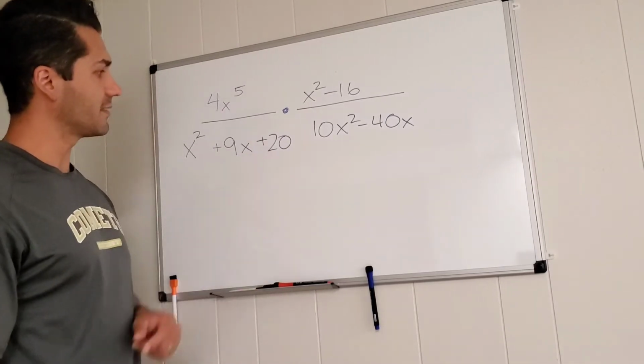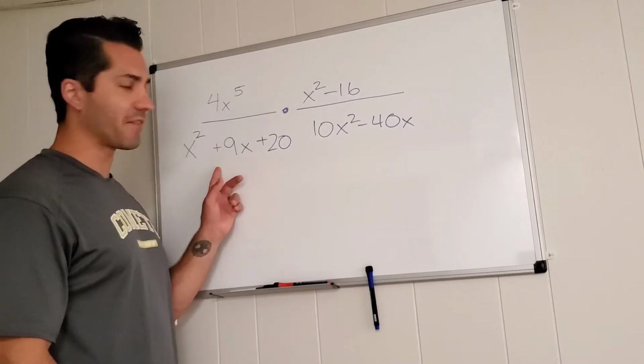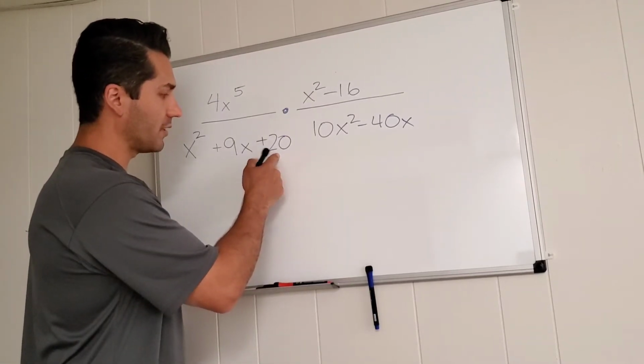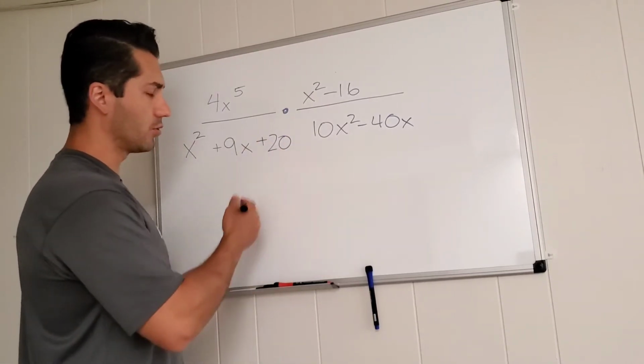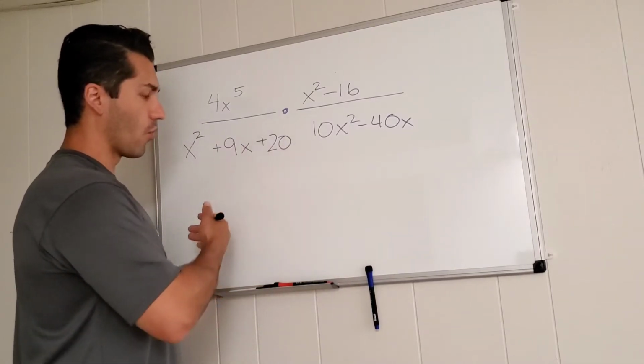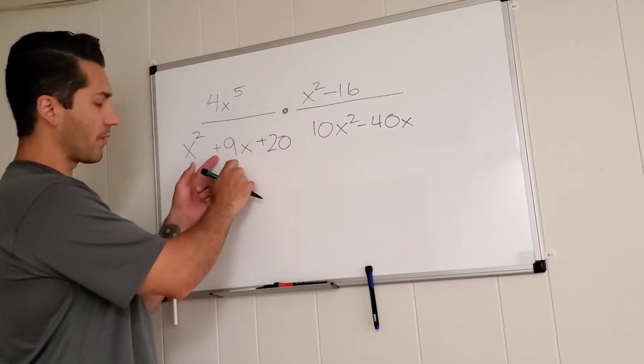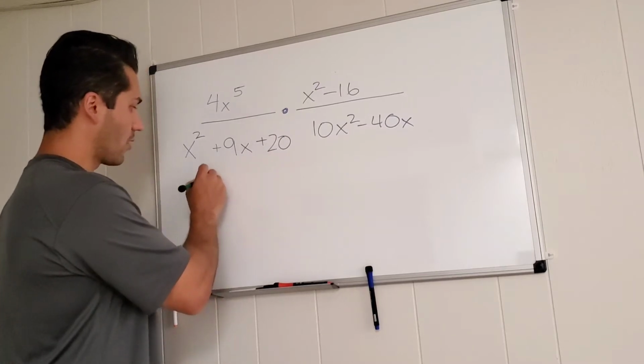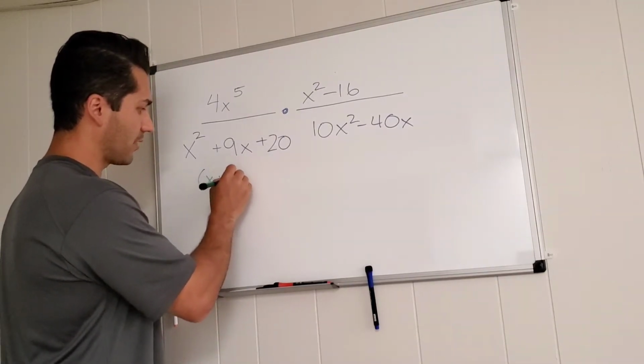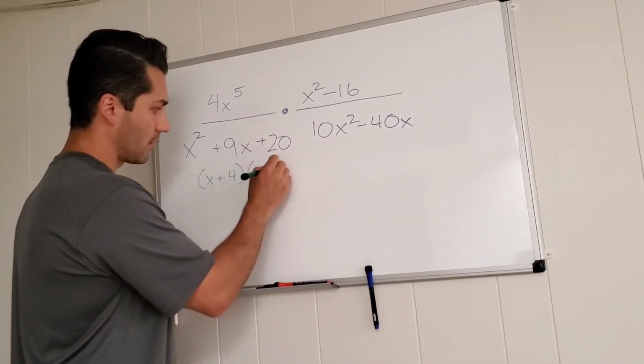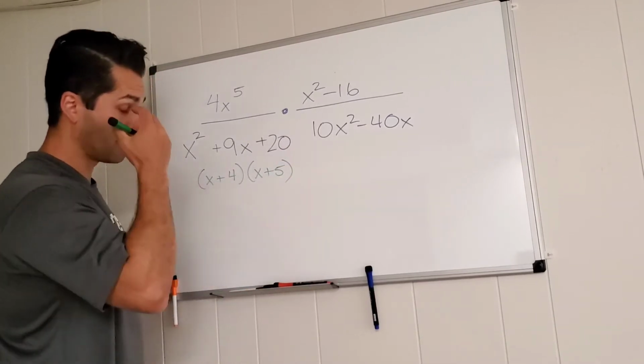20. Things that multiply to give you 20. This is basic factoring. Things that give you 20 are 1 times 20, 2 times 10, 4 times 5. You need the numbers that also add up to 9. That's 4 and 5. This factors to x plus 4, x plus 5.